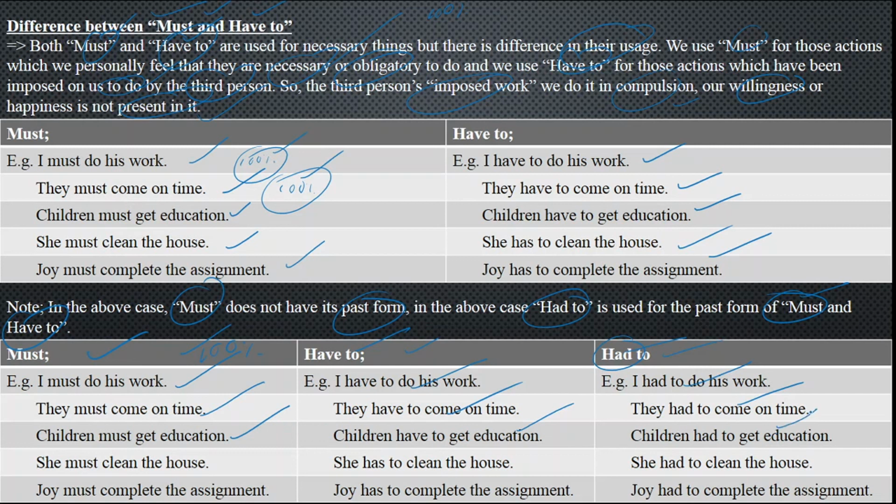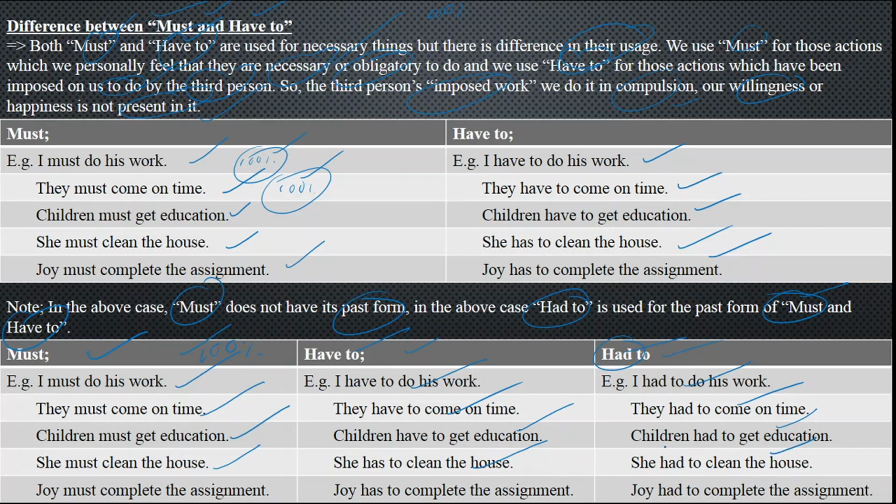She must clean the house. She has to clean the house. She must clean the house because that is her house and she does this work by her own willingness. Now, whether she likes cleaning or not, she has to do it. Why? As the guest comes, they will say that they have not cleaned their room, so there she is compelled to do it. And past of both "must" and "have to" is, she had to clean the house.